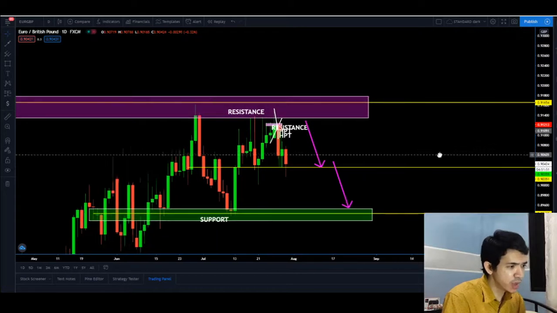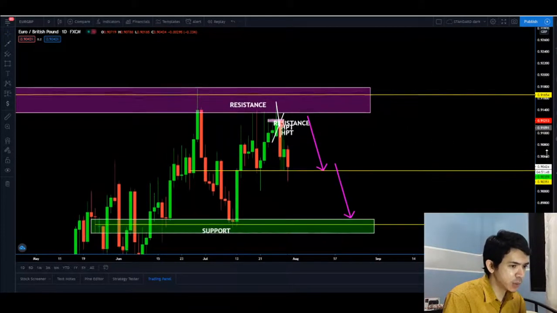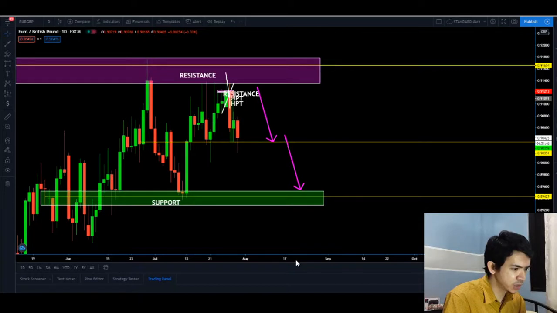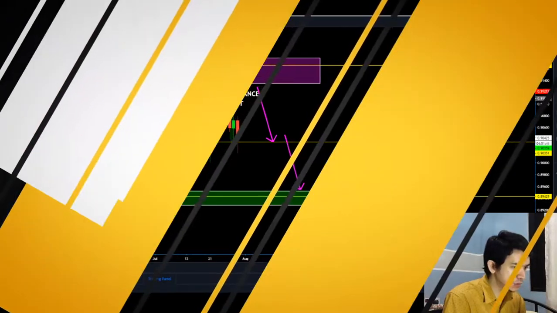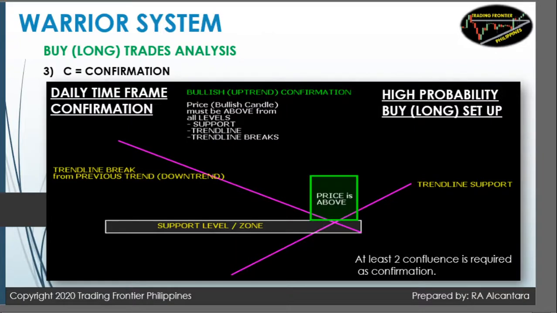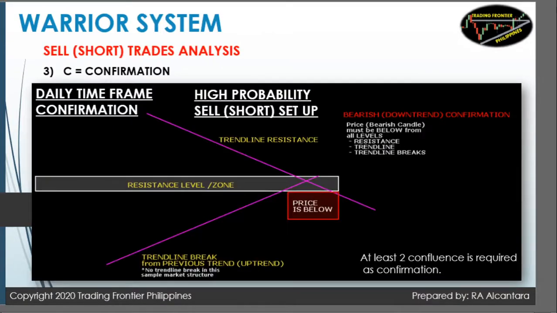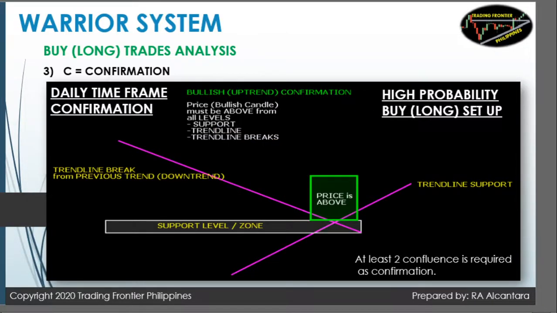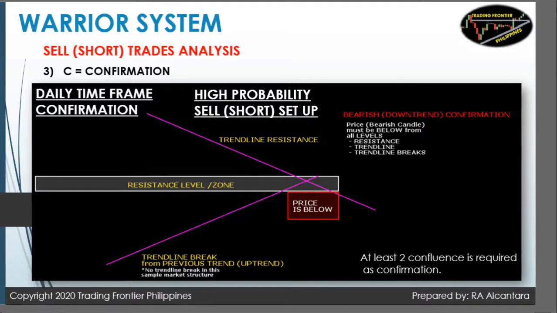I hope you have learned something today utilizing the TFP Warrior system. If you still don't know it, just check out the past videos and get the concept. We only have two optimal entry setups, high probability trade setups using the TFP Warrior system, Trading Frontier Philippines. You only have two. This is for the bullish setup, and this is for the bearish setup. These are the rules that you have to follow in order for you to have a high probability trade.